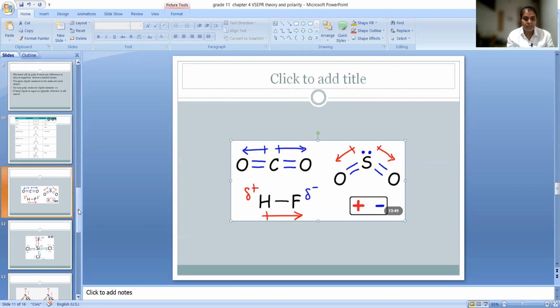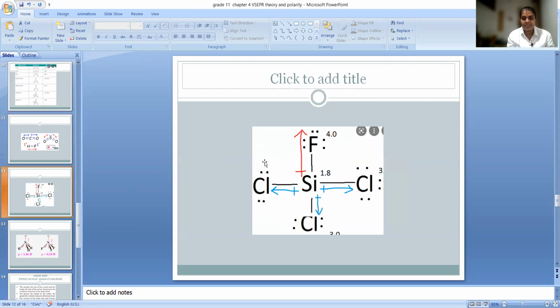Now let us see another case. In this case, look at this. These three bonds are the same, but this bond is different. This is attached with another atom. So the resultant bond dipoles do not cancel fully. We will not get a dipole moment equal to 0. Because of that, it will be a polar molecule.